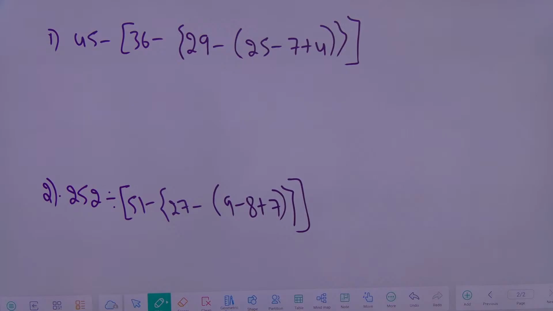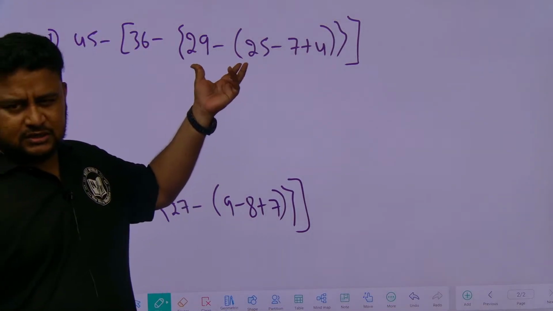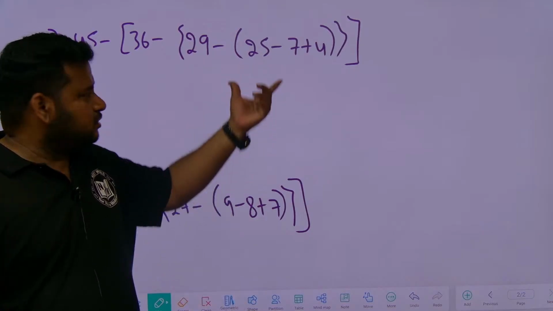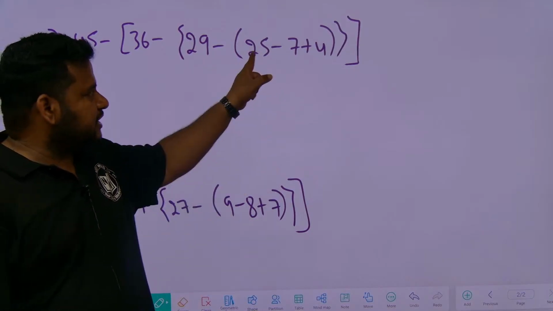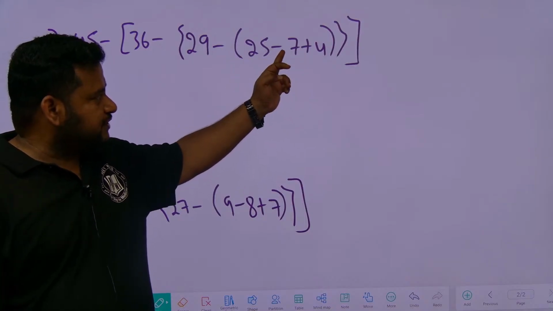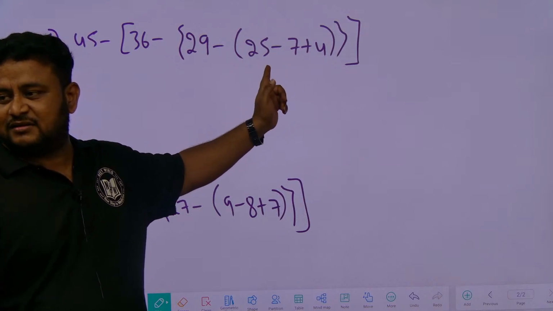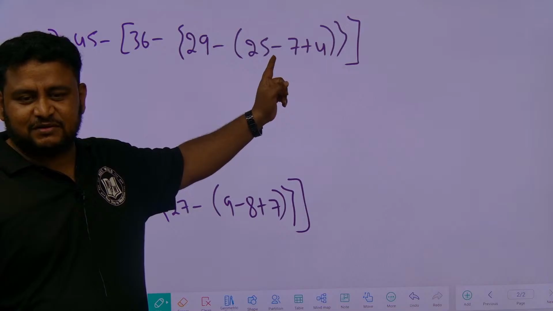Let us see. If you observe, like I told you while describing the BODMAS rule, you should do the small bracket first. Here we are having 25, here we are having plus. Look at the plus numbers, 25 and 4. Here we are having minus 7. Minus 7 plus 4 is what? It is not 11, like you wrote. Minus 7 plus 4 is what?